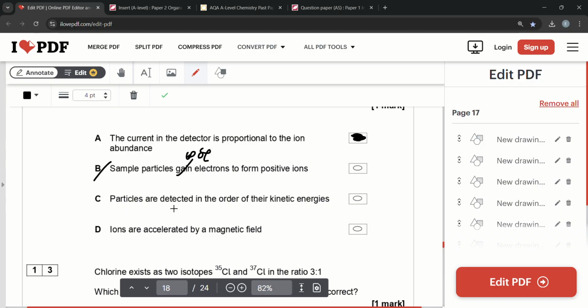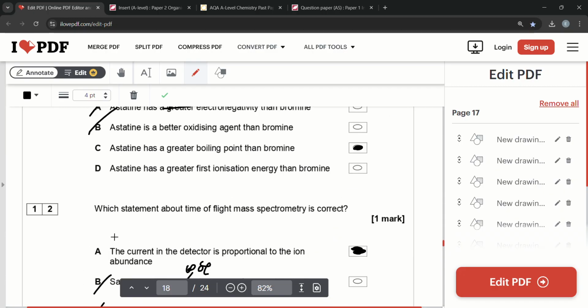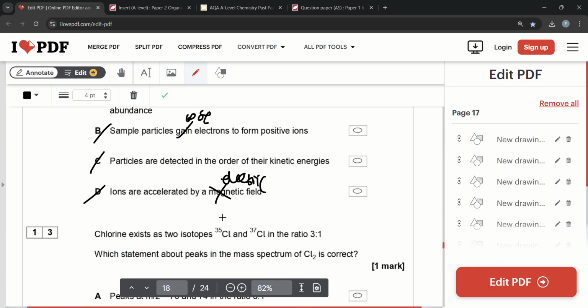Particles are detected in order of their kinetic energies. No, they are detected in order of the mass number, the m/z value. They all have the same kinetic energy. Ions are accelerated by a magnetic field. It's an electric field. So yeah, it's just testing your knowledge of time of flight mass spectrometry.